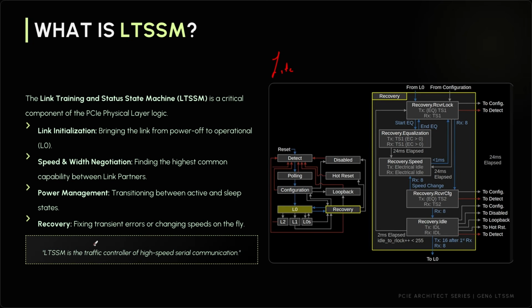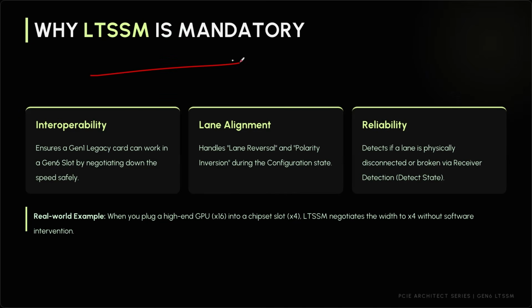Now let's understand why PCIe cannot function without LTSSM. So, why is LTSSM mandatory? First, imagine connecting a PCIe Gen1 card into a PCIe Gen6 slot. Without LTSSM, both devices would try communicating at different speeds and communication would fail. LTSSM solves this problem through interoperability. It automatically negotiates a common speed. Another important function is lane alignment. Sometimes PCB routing may cause lane reversal or polarity inversion. LTSSM identifies it and corrects this condition.